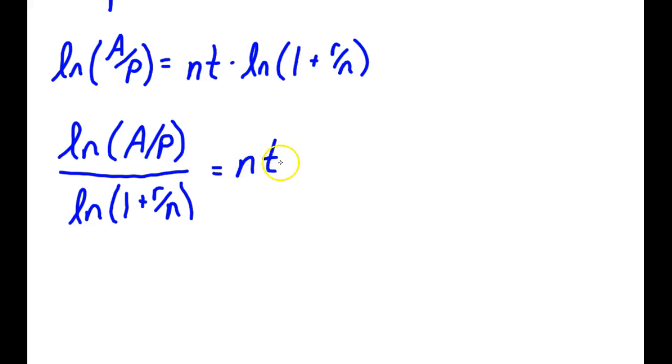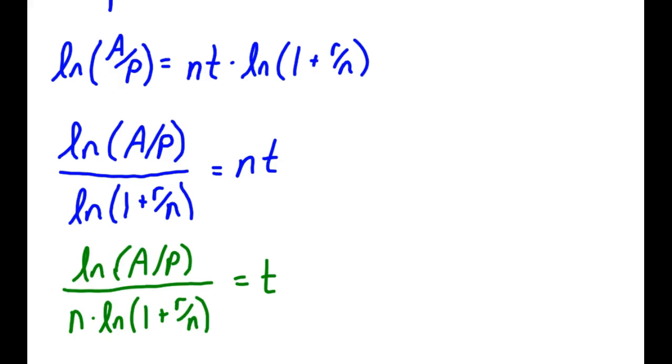The last step, if we want to isolate that variable T by itself, we need to divide both sides by N. Essentially, that's going to move that variable N into the denominator of the fraction on our left. So our final equation is the natural log of A over P divided by the quantity N times the natural log of 1 plus R over N equal to T. So this is just a quick review of how we can take a formula and isolate for a variable.